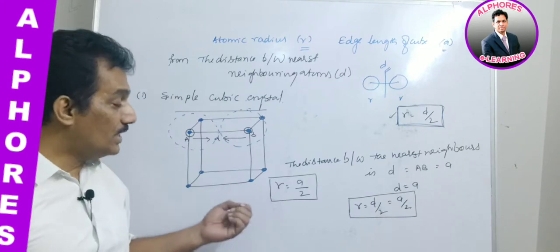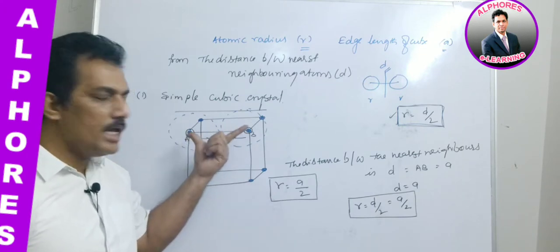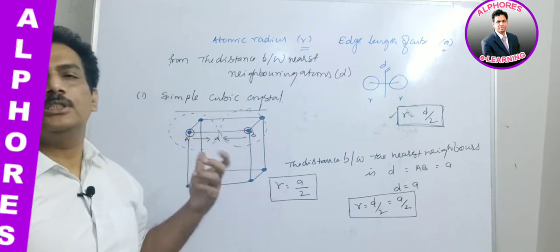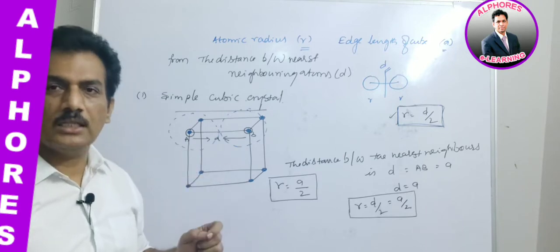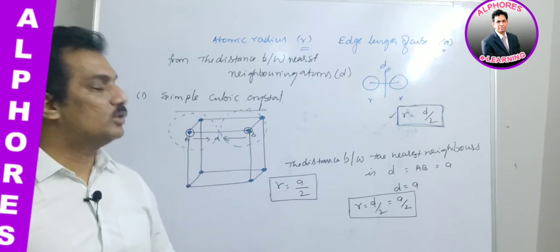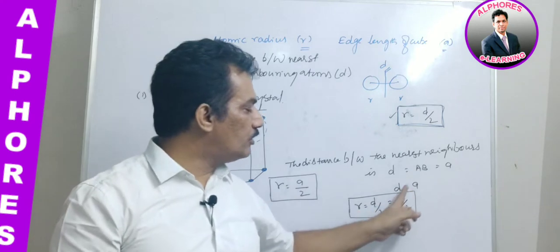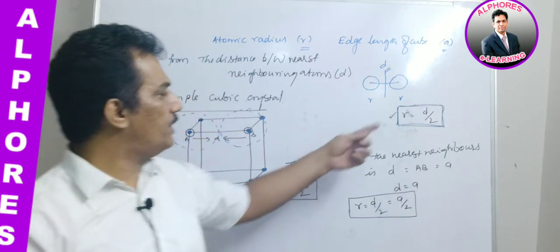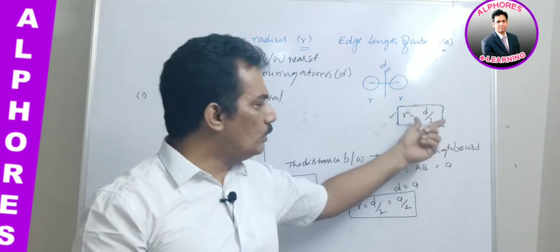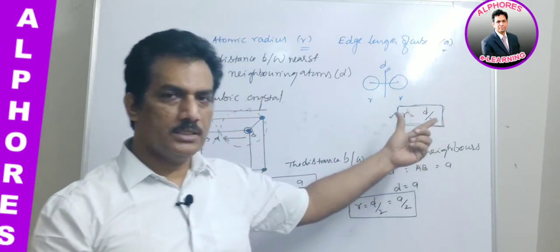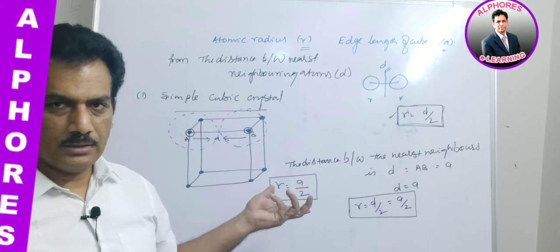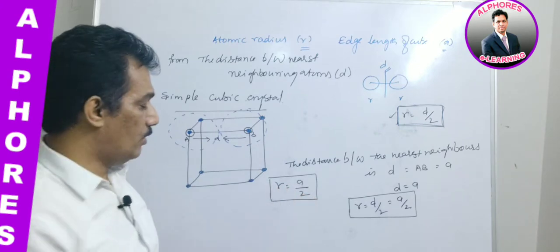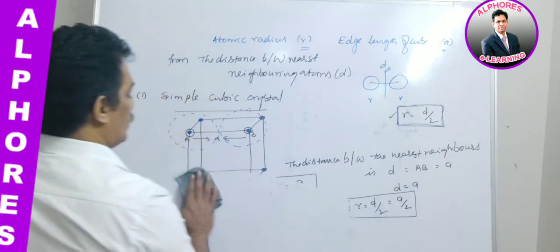Because here these two nearest neighbors are at corners, the distance between these two, D, is equal to edge length. So once we find the relation between edge length and D, D by 2 is nothing but radius. It is fixed. Already we know this. Internuclear distance of nearest neighbors is radius. Clear with this one? And now let us move to face-centered cubic.